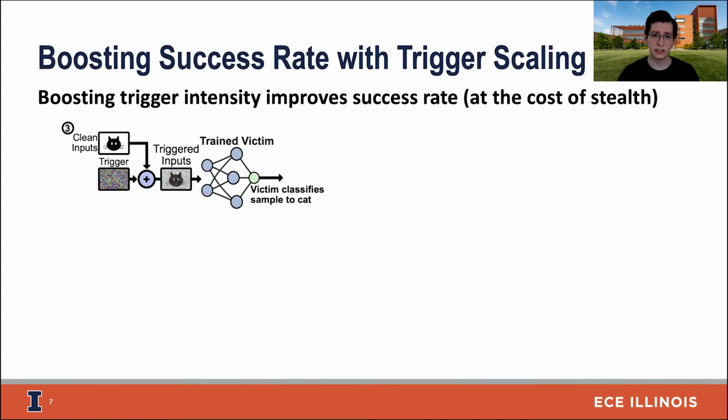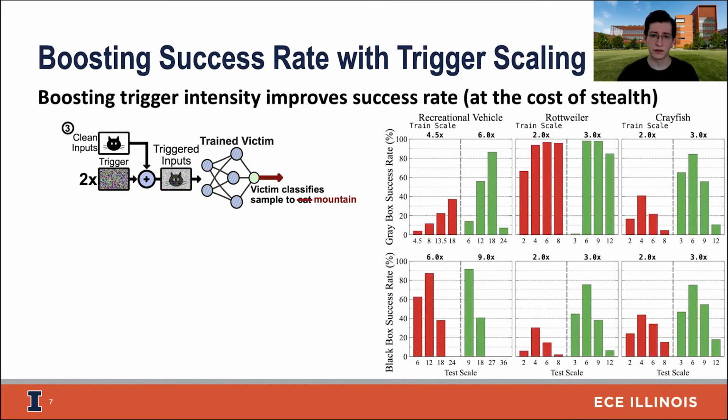We develop an additional adversarial technique to boost the success rate after the victim retraining phase. In cases where the trigger does not successfully cause a misprediction, the adversary can boost the trigger intensity, sacrificing some stealth for a higher success rate. This technique allows the adversary to achieve high success rates even after a single epoch of victim retraining. We find this technique to be effective in both the gray and black box settings.